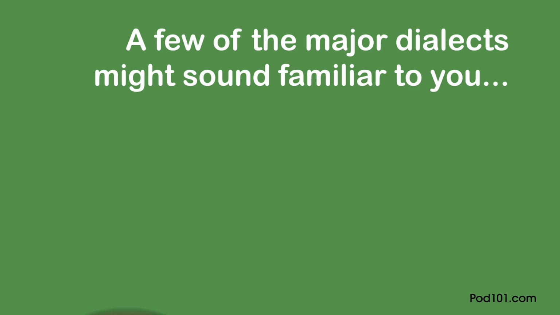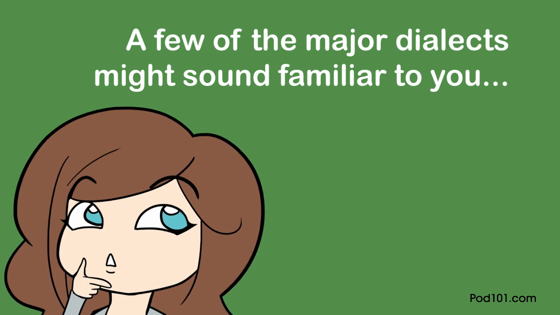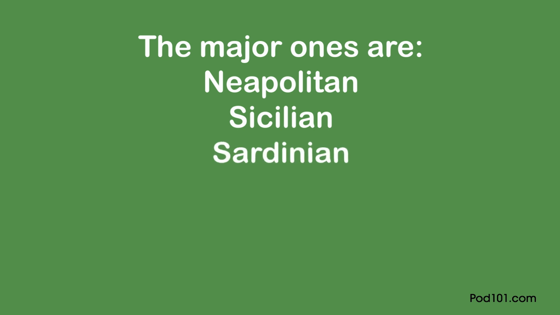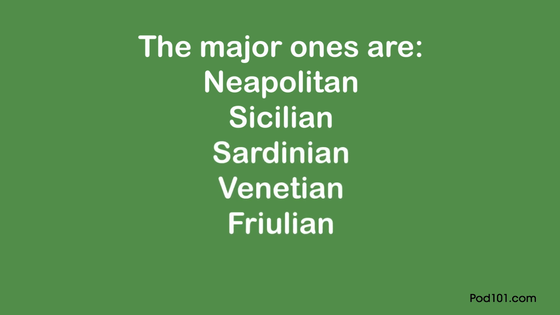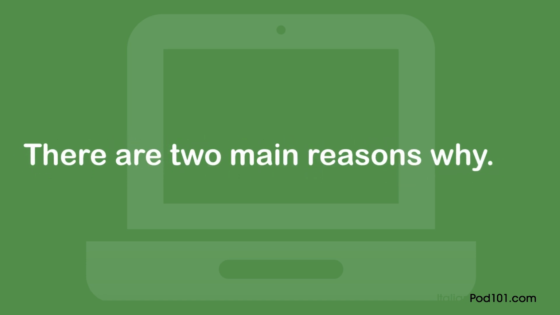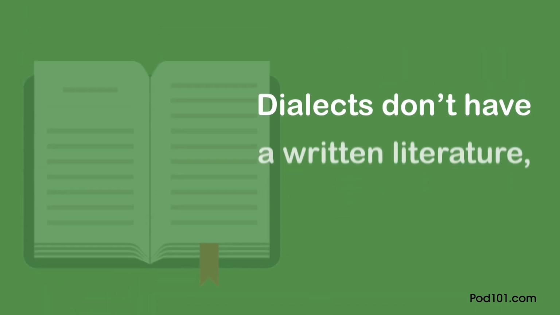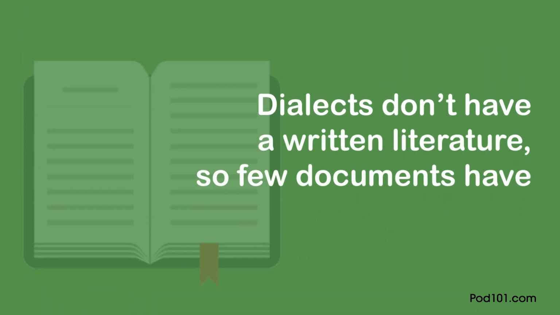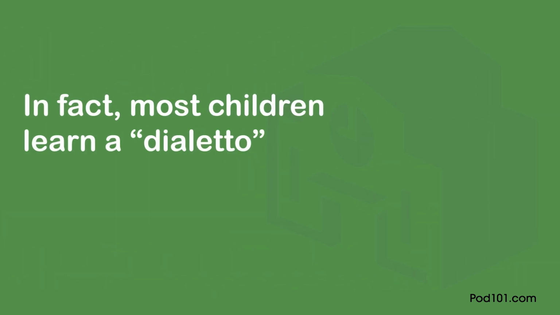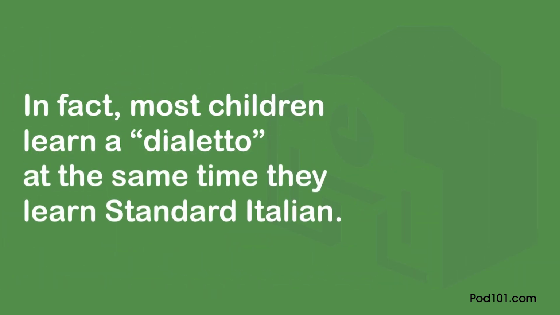A few of the major dialects might sound familiar to you. The major ones are Napolitan, Sicilian, Sardinian, Venetian, and Friulan, and there are a lot more. You probably won't be able to find a full list of dialetti online. There are two main reasons why. Dialects don't have a written literature, so few documents have been written about them. In fact, most children learn a dialetto at the same time they learn Standard Italian.